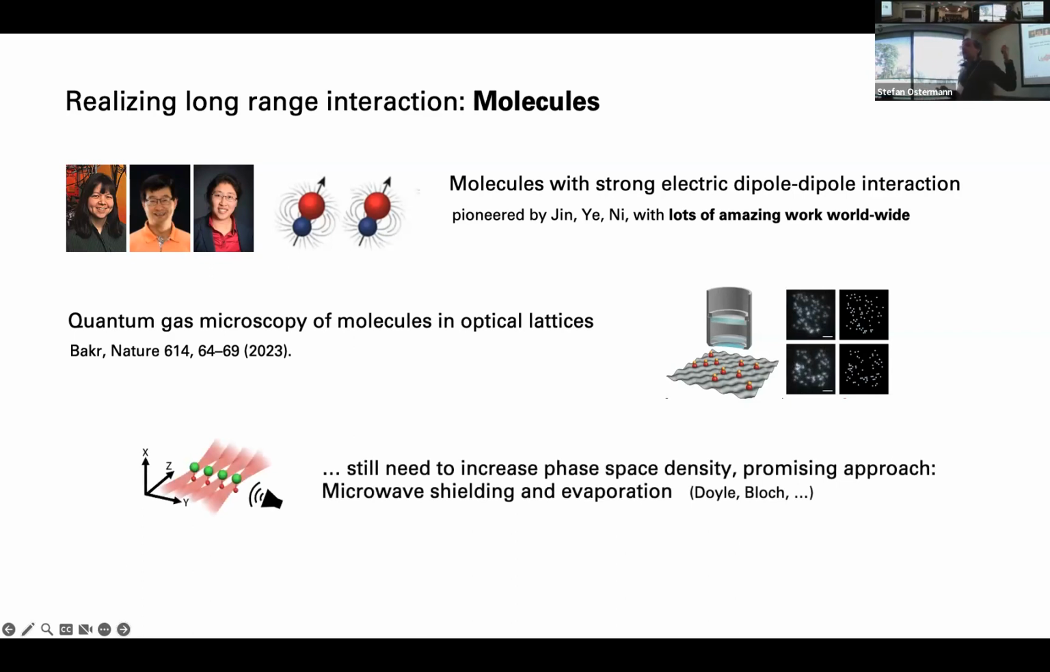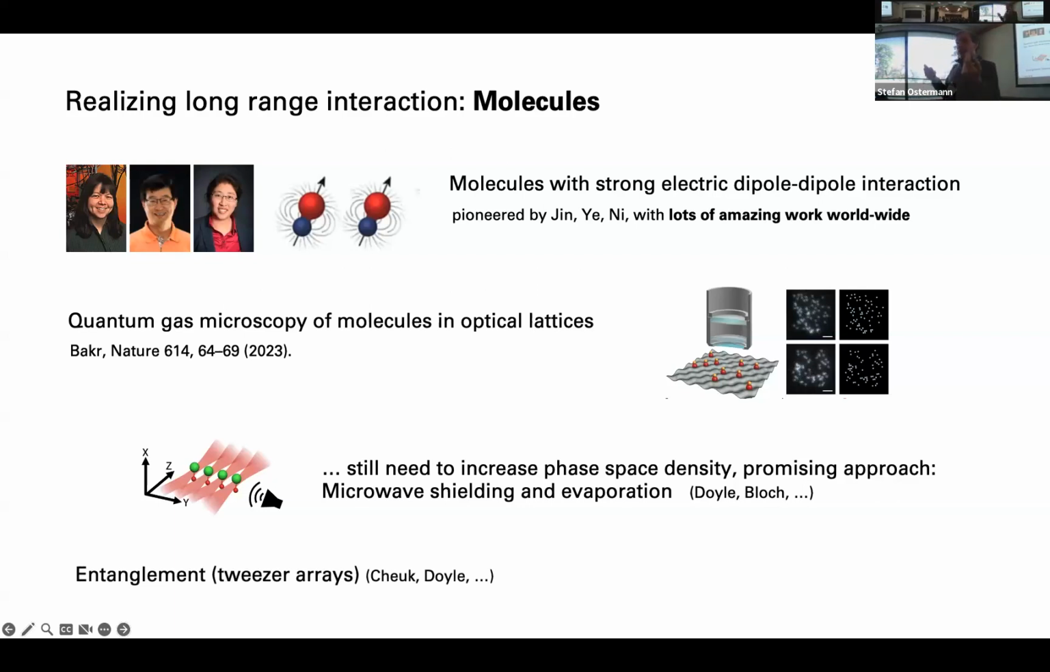The phase-space density is a challenge with molecules so far. Even after many, many years in this field, it wasn't really possible to get a really cold degenerate gas of molecules in a lattice, for example. But there is some very nice recent progress with microwave shielding and techniques like that, where it is starting to become possible to evaporate. And so I think this will be a very exciting direction to get more strongly correlated.